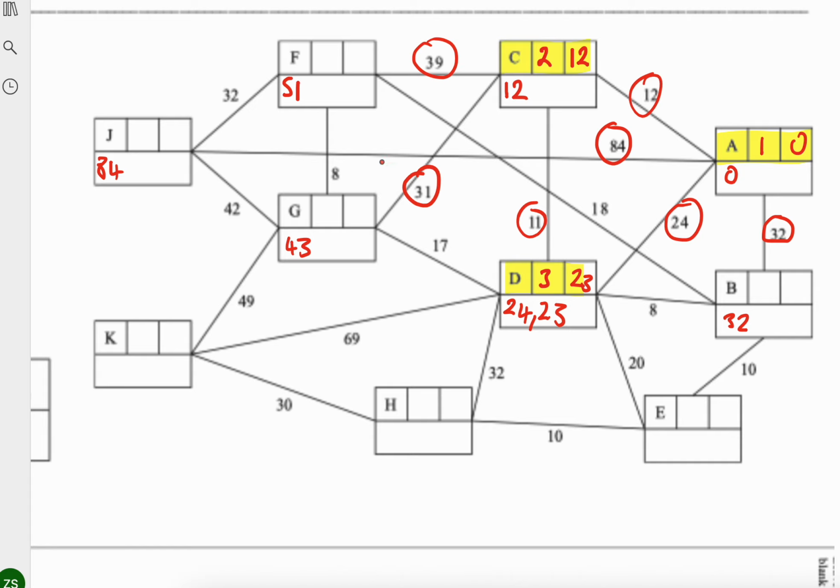Okay, so what are we going to do? 23 plus 8 is 31. 23 plus 20 is 43. 23 plus 32 is 55. 23 plus 69 is 92. Is that all of the nodes from D? No. 23 plus 17. Yeah, look at you, not falling for the traps, are you? 23 plus 17 is 40. Now, looking at all of our red values, which is the smallest? Be careful, it's easy to make a mistake here.